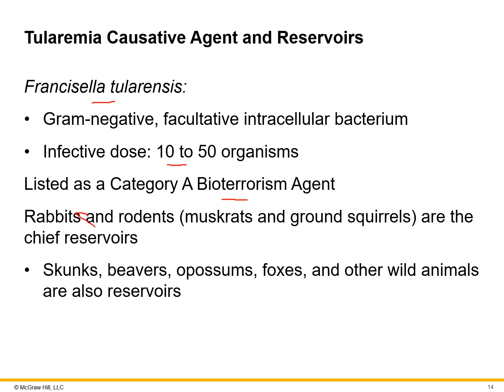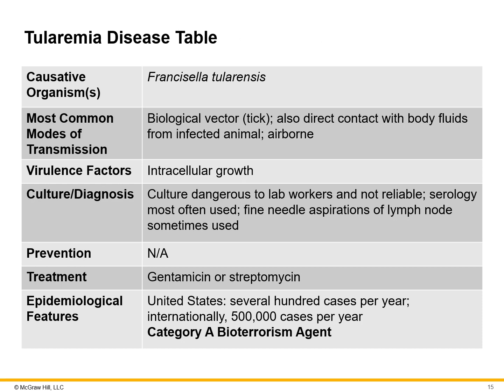Rabbits and rodents, including muskrats and ground squirrels, can be the main reservoir for these, but others can also serve as reservoirs for this bacteria. Our table here, again, the Francisella tularensis is transmitted by ticks, but also some direct contact, and it is also airborne.